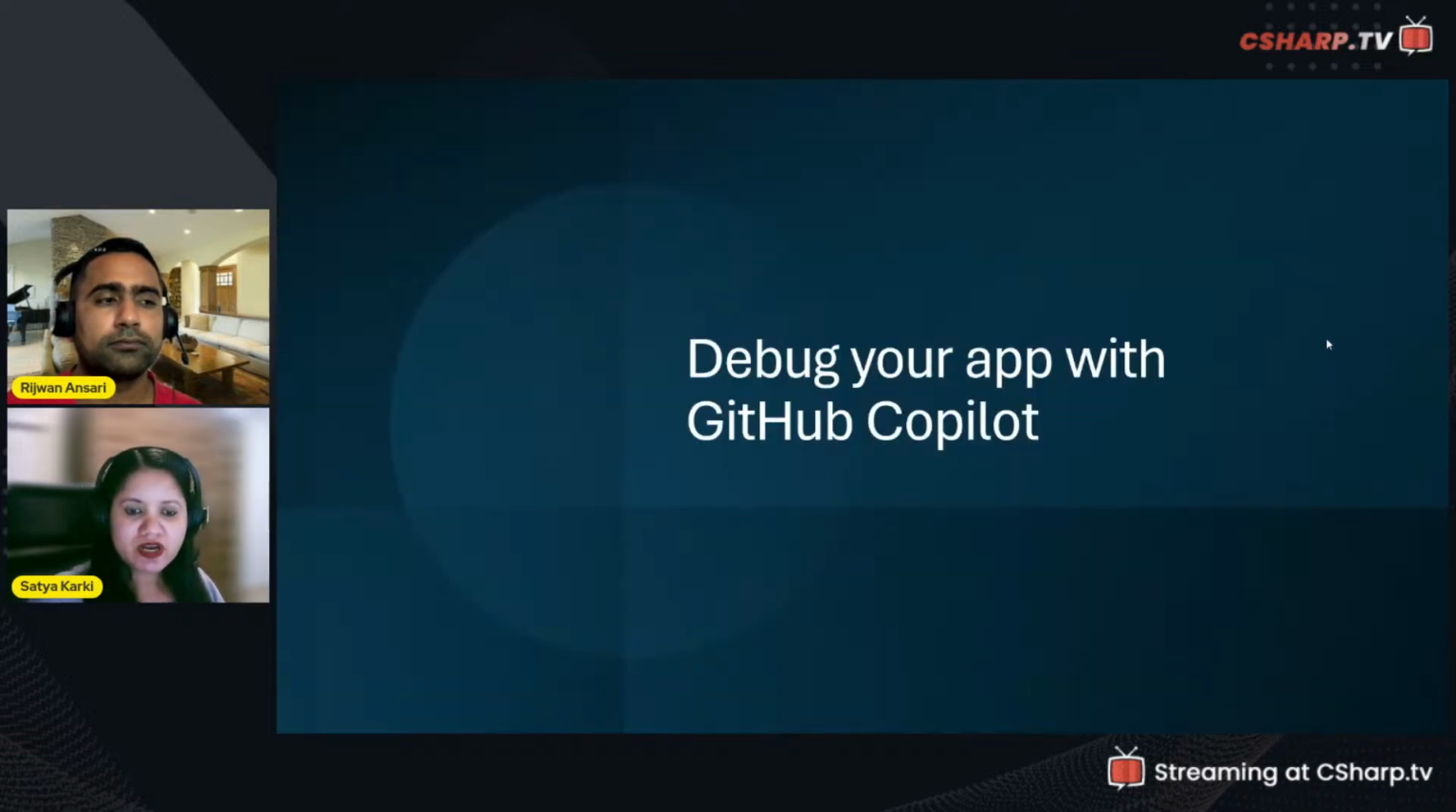So we can debug the app with GitHub Copilot and get the error, exception, stacks, and any other information to correct your program and fix it as well.